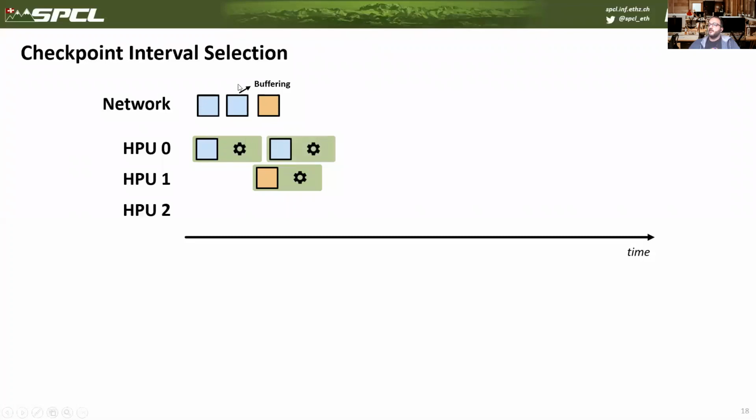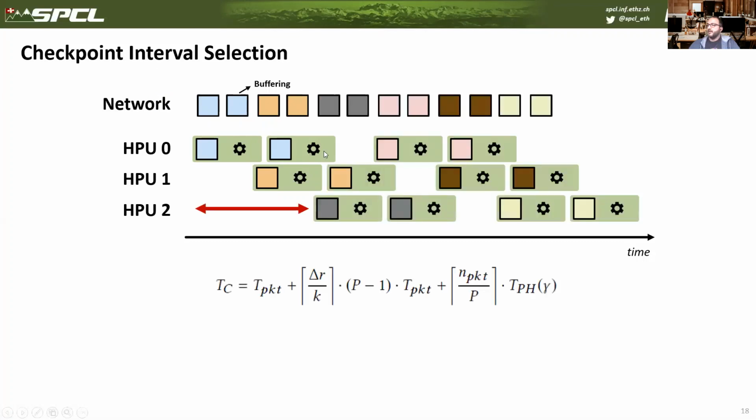In the meantime, this HPU 0 finishes, so it can start the second packet, and so on. So the point is that you fill up this pipeline, and here you can see that we have some delay to start utilizing the full system. Okay, and this delay also depends on the checkpoint interval, right? Because the bigger the checkpoint interval, the bigger this delay will be.